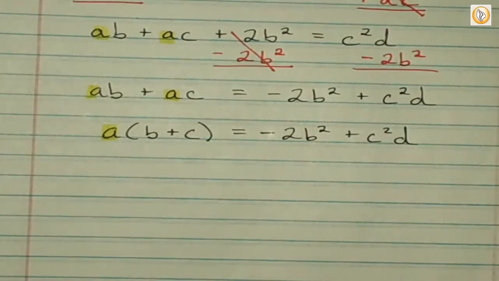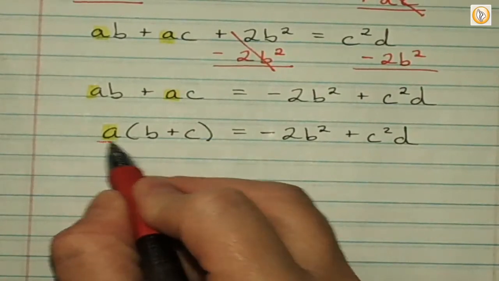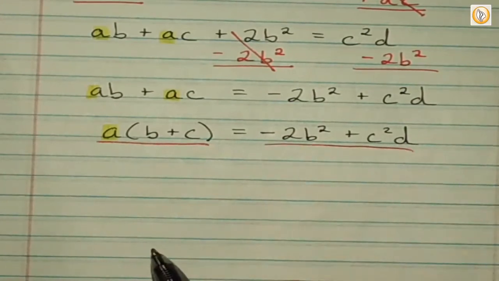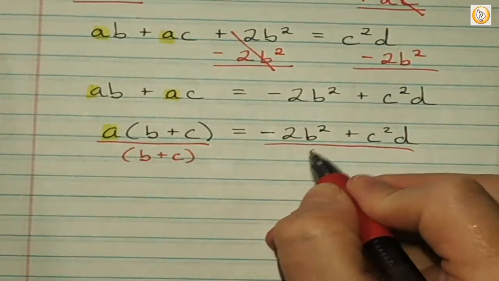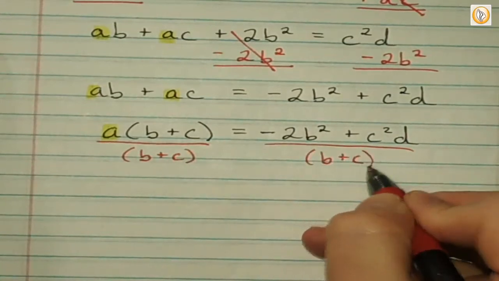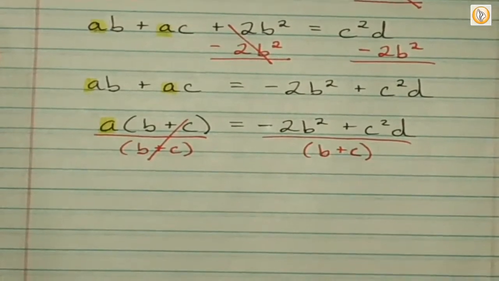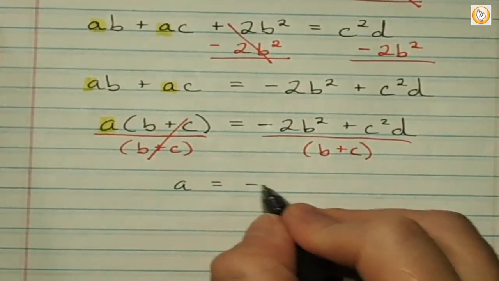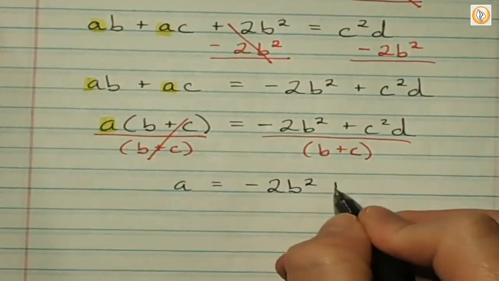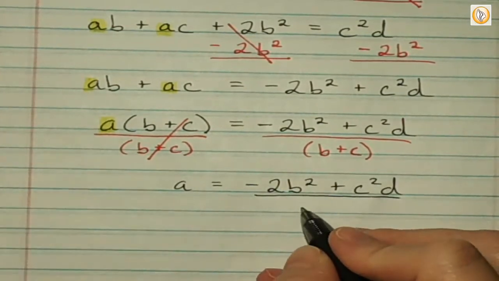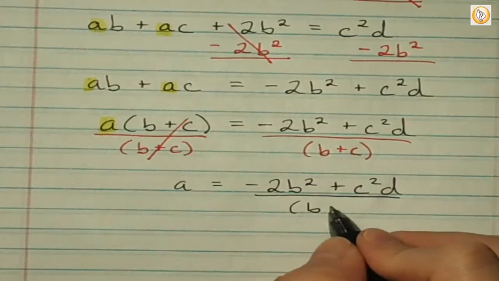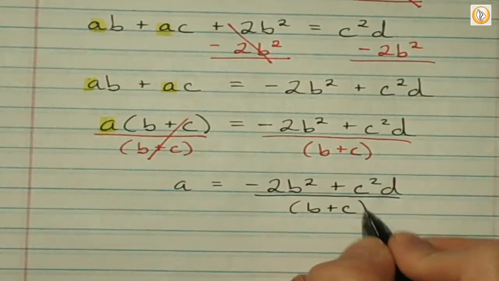So, Michael, what can I do now? Divide both sides by B plus C. Very good. Parentheses, I know what you mean. And I get A equals negative 2B squared plus C squared D all over B plus C.